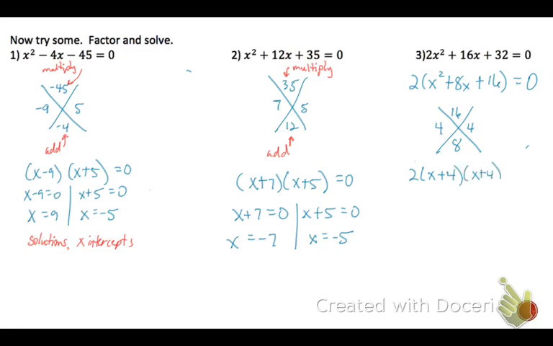Notice I brought down the common factor of 2. So if we were factoring, we would give the answer of 2 times x plus 4 times x plus 4. We're going to go ahead and solve. So the first thing we would do is divide both sides by 2. And then, in this case, since these are identical expressions, x plus 4, we only need to set one of them equal to 0. So this is a quadratic that only crosses the x-axis at one point, at negative 4. It just touches down. That is its vertex.